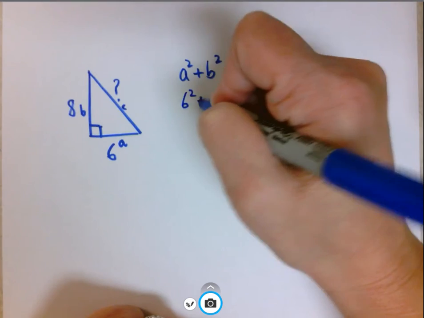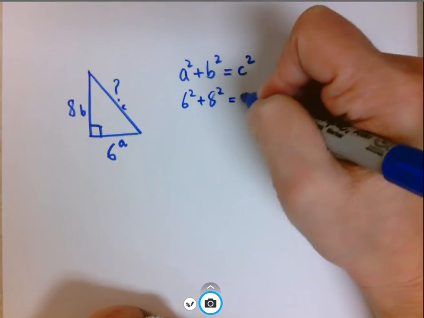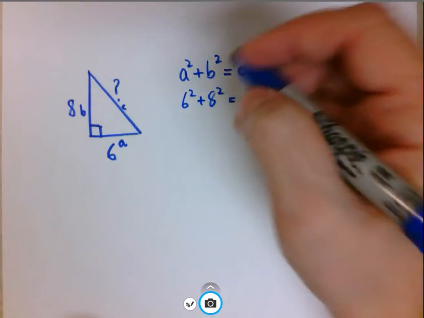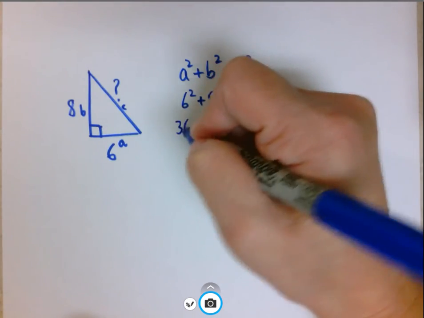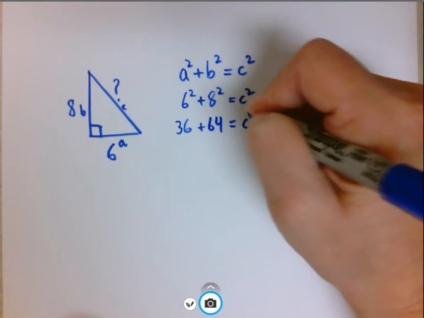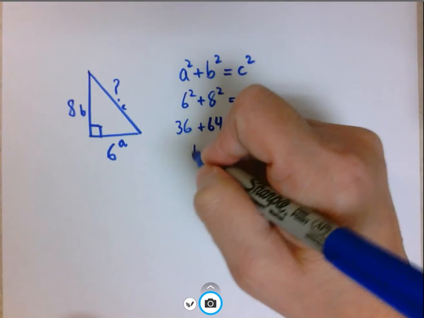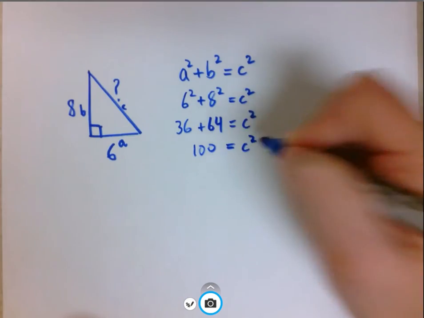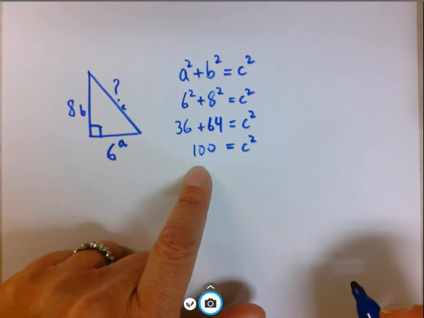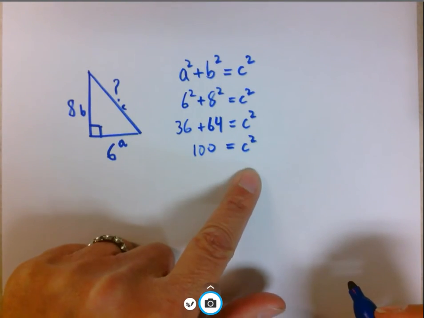So 6 squared plus 8 squared is c squared. You can use your calculator or use your mental math. 6 squared is 36. 8 squared is 64. That's c squared. So this is 100 is c squared. So some number squared is 100. Some number times itself is 100. So what is that number?